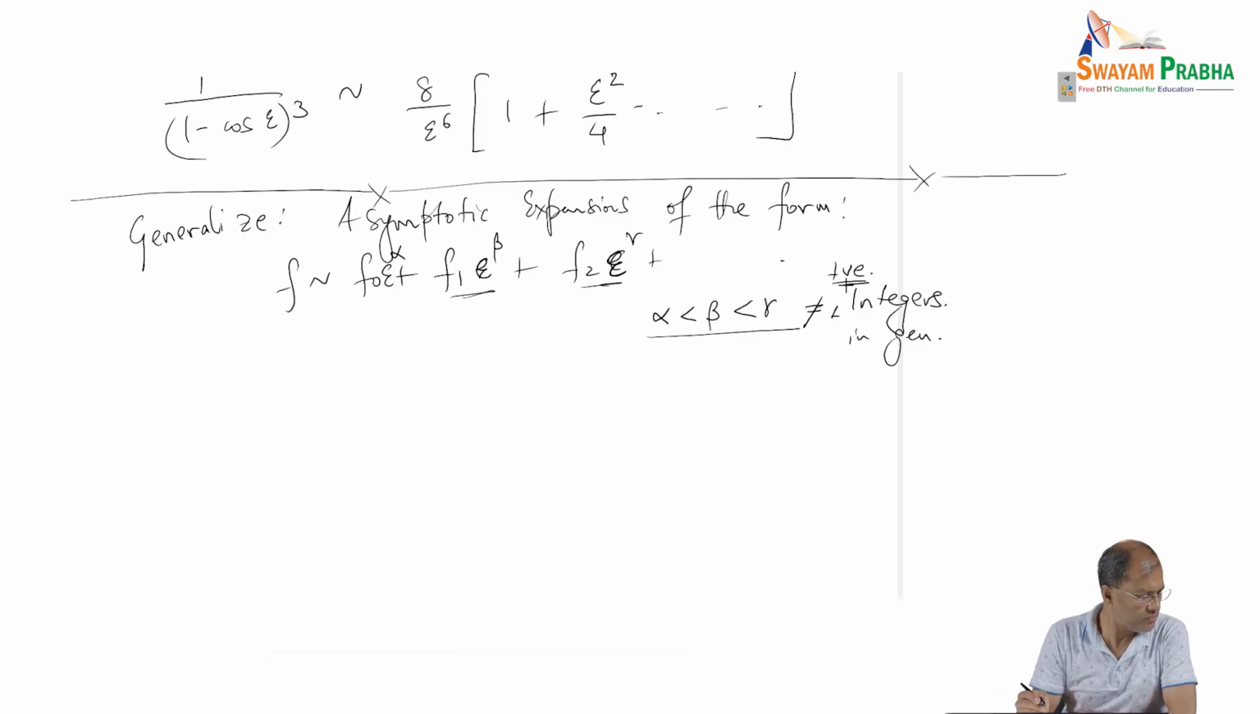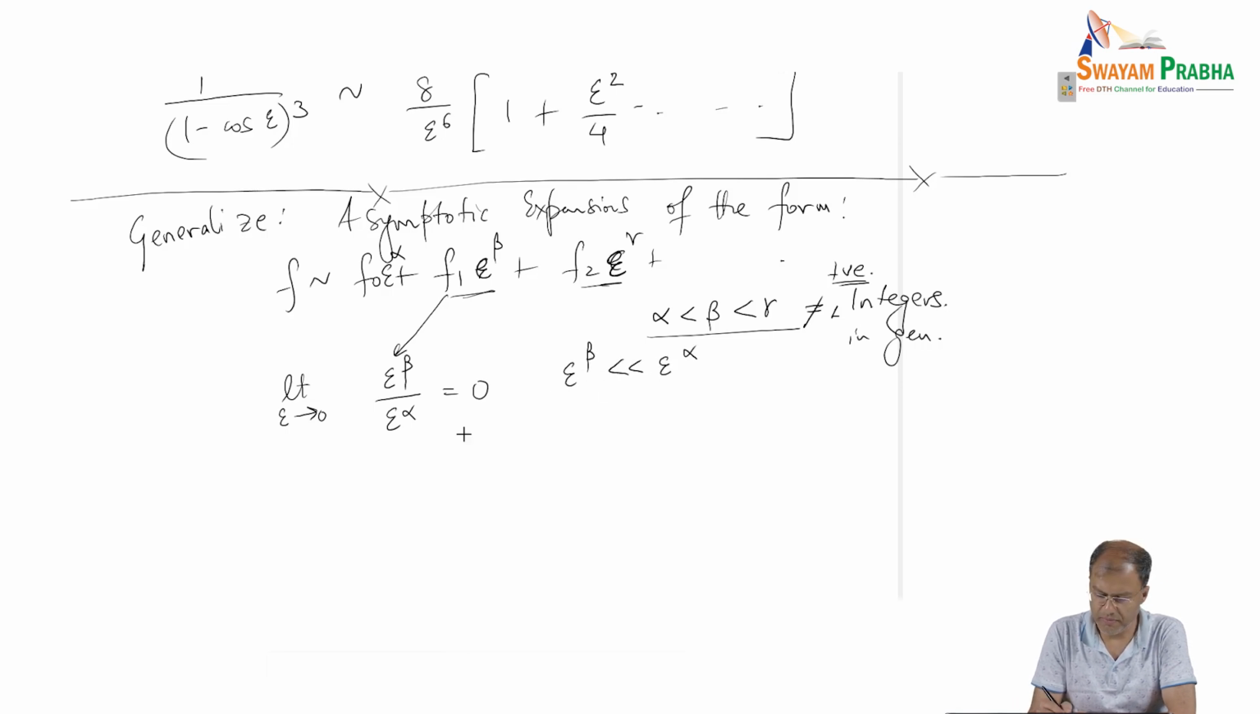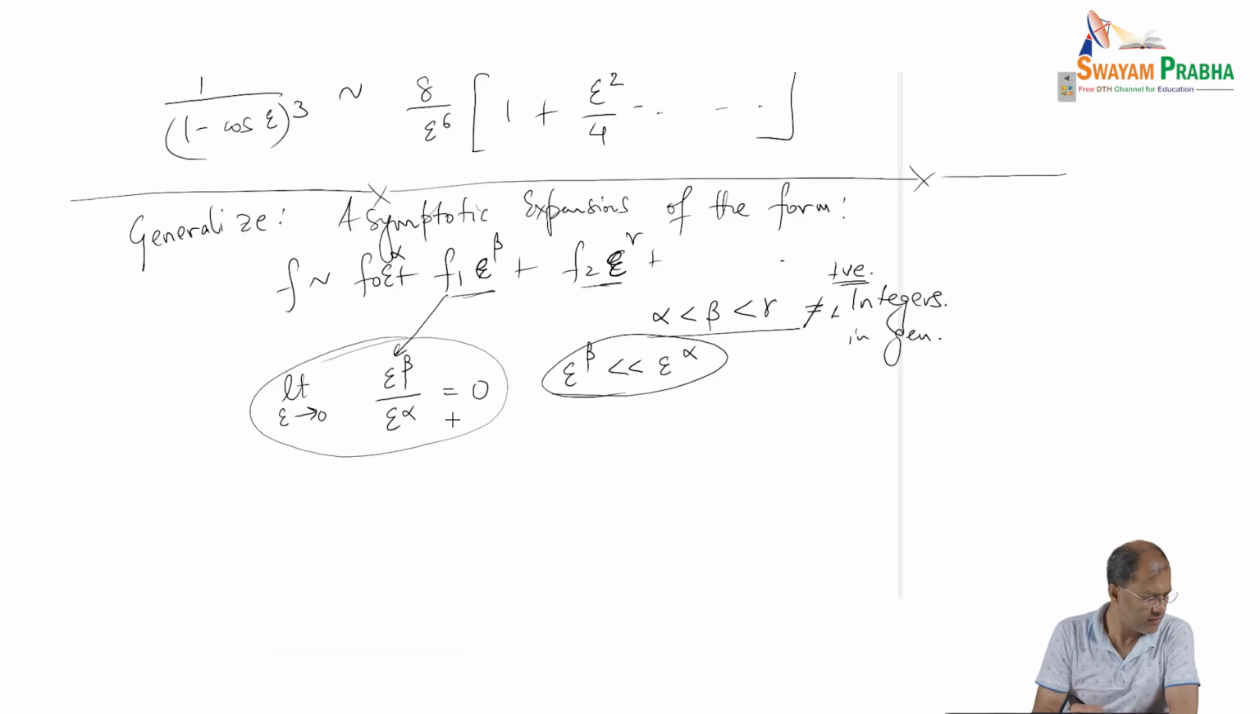Okay. So the way it is set up is that the limit as epsilon tends to 0 of epsilon to the power beta by epsilon to the power alpha is 0. So epsilon to the power beta is much less than epsilon to the power alpha. If every successive term is lower than the previous term, then we have that this ratio is 0.